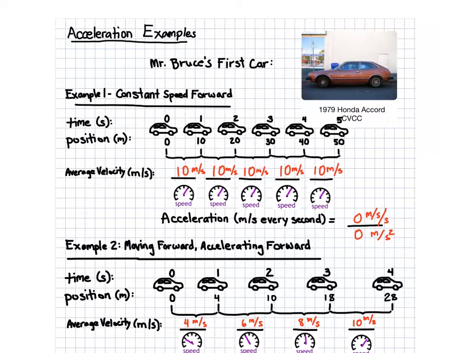Somebody give me one way to tell that this car is not accelerating. Yeah, its speed is the same. Speed is 10 meters per second the whole time. How else can you tell it's not accelerating? No other ideas? Look at the spacing. What do you notice?